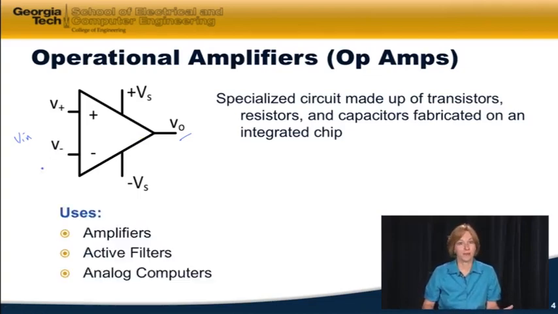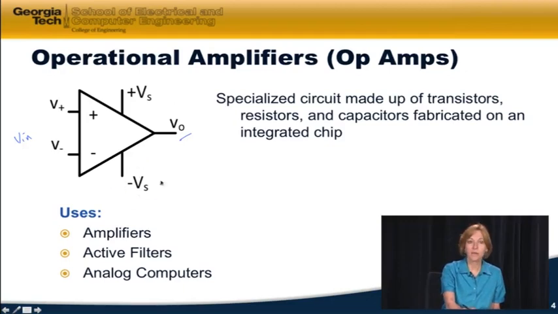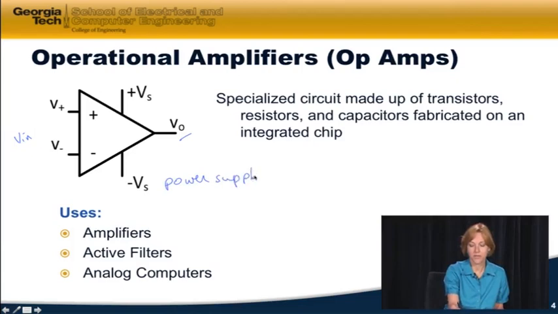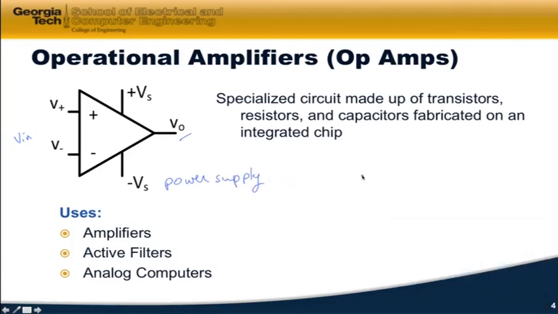So the uses of op-amps is in amplification. So I can amplify a voltage signal, make it larger, or I might be able to boost the power from the input to the output. We typically use op-amps in active filters. What do I mean by active? An active device is something that has its own power supply. So if I'm looking at this right here, V sub S, and I've got plus V sub S and minus V sub S give me a power supply. So any active element is one that has its own power supply to it.